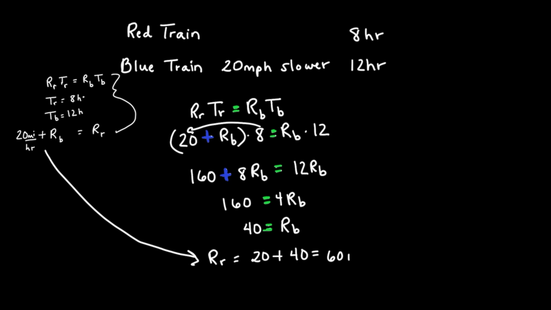And so the rate for our red train is simply going to be RR equals RB plus 20. And so we plug in the RB as 40. So we know that our red train rate is 60 miles per hour. Our blue train rate is 40 miles per hour.